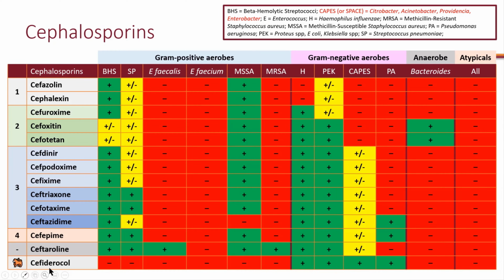And more recently, we had cefiderocol come to the market, and just like aztreonam, cefiderocol does not have activity against any gram-positive, but it has perhaps the best activity against gram-negatives. So it pretty much covers anything that's gram-negative that's clinically important, including Pseudomonas and Acinetobacter. The majority of these beta-lactams are not good against Acinetobacter. Cefiderocol has good activity.